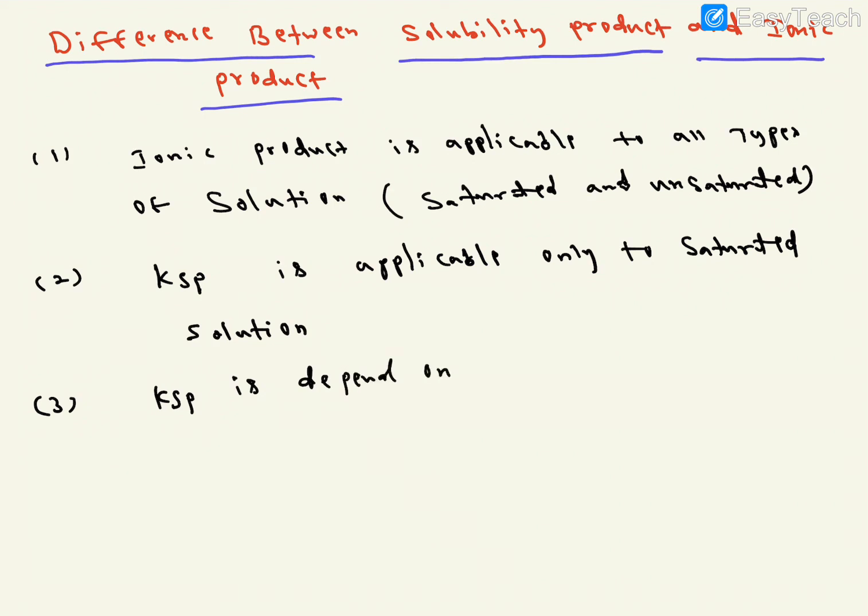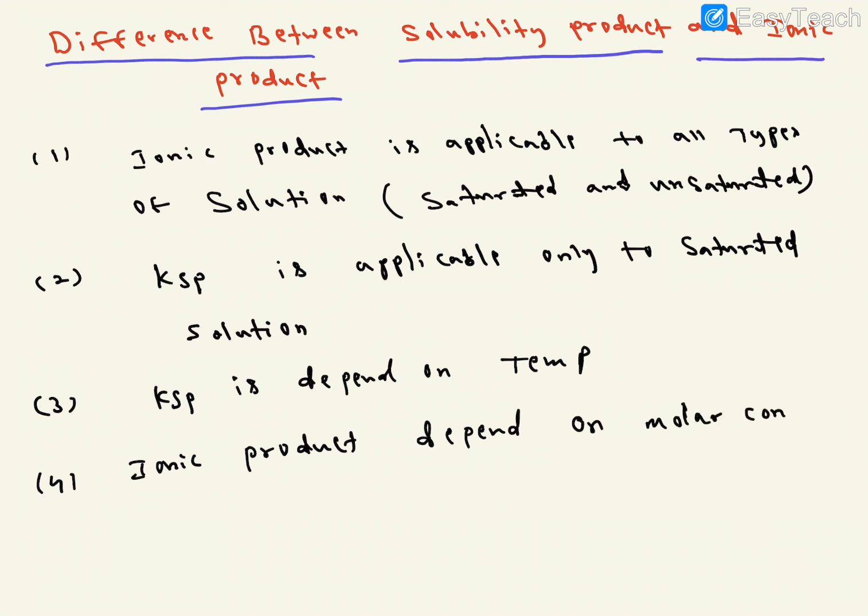And the third point: KSP depends on temperature. And the fourth point: ionic product depends on the molar concentration of ions. I hope it is clear. So this is the main difference between ionic product and solubility product.